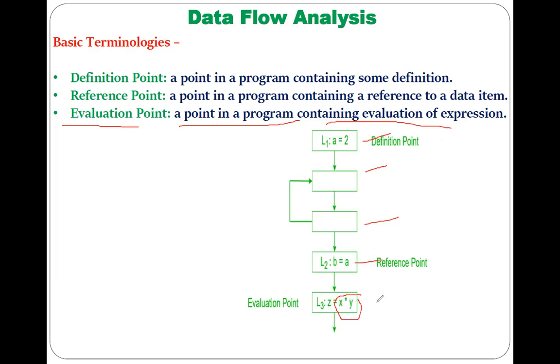What evaluation is done? X into Y. This evaluation is done here, so that is the reason this point is called an evaluation point. Some operation is getting performed. A point in the program containing evaluation of an expression is called the evaluation point. Here in the control flow graph, you can easily see that evaluation point.